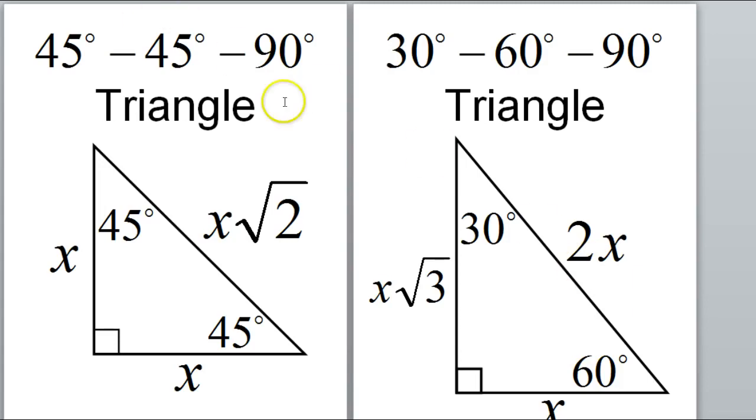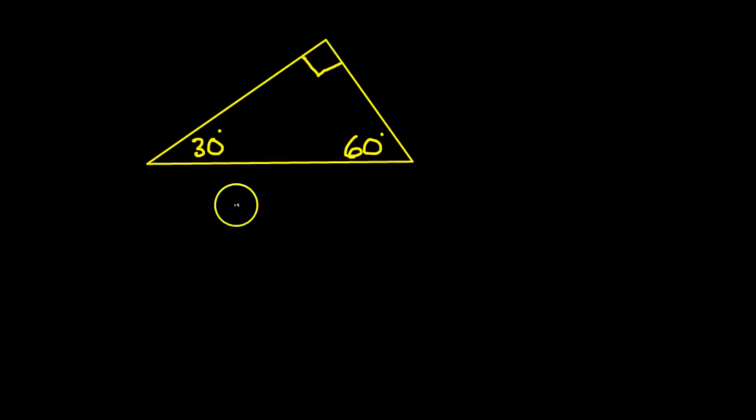So I'm hoping you can visualize that it's all about the short leg. Once you know that, double it, you have the hypotenuse, multiply it by radical 3, and you've got the long leg. For example, if you have a 30, 60, 90 triangle, you know the hypotenuse is going to be across from the 90 degree angle, so this is the hypotenuse. Look for the short leg. The short leg is going to be always across from the 30 degree angle.